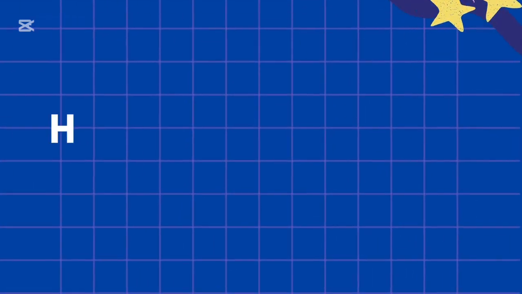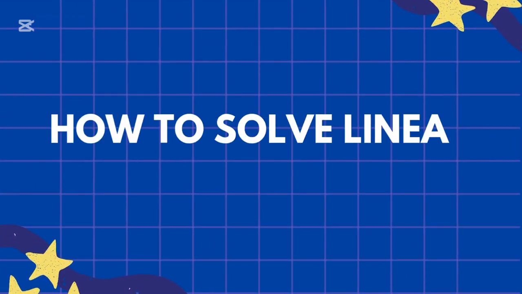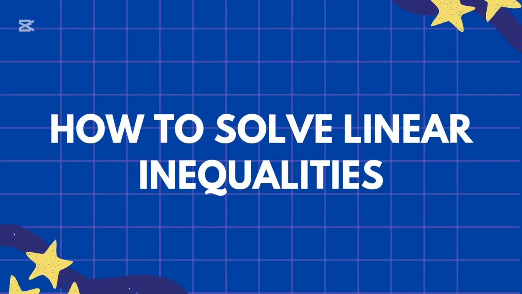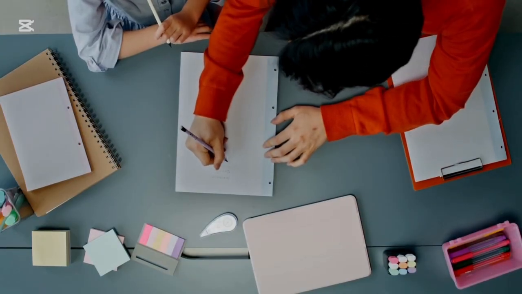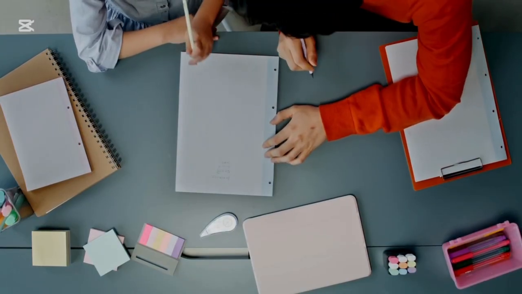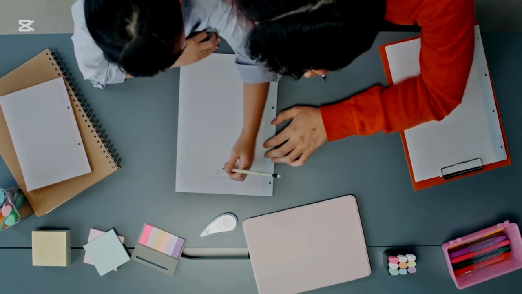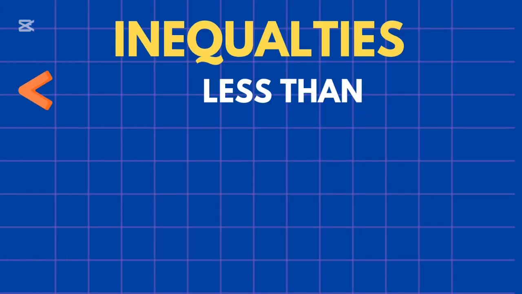Today we'll learn how to solve linear inequalities step by step and show what the solutions look like on a number line. Inequalities are just equations with a twist. Instead of one answer, you get a range of possible answers. First thing we need to go over are the inequality symbols and their meaning.